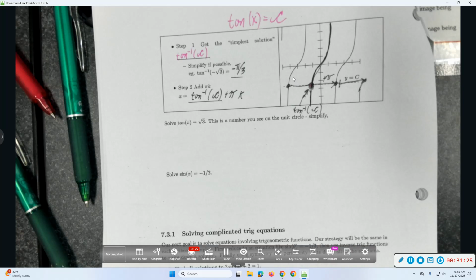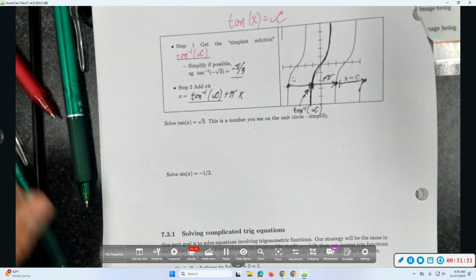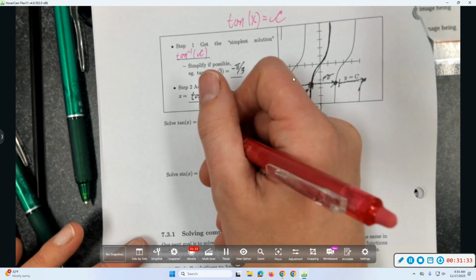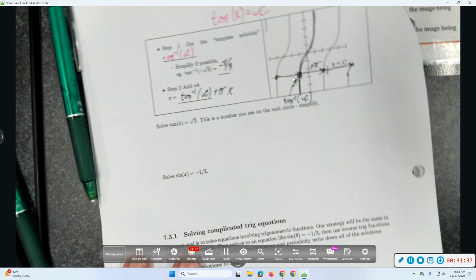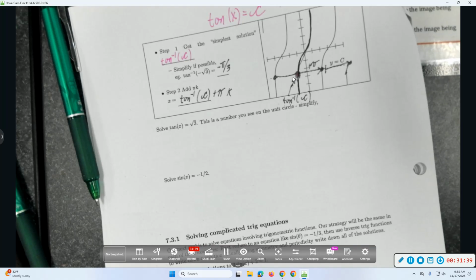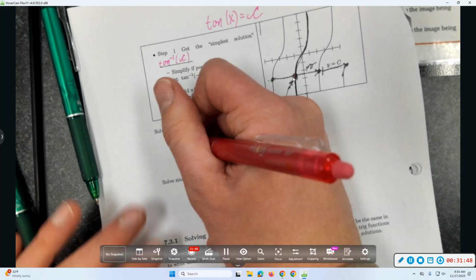Alright, so let's solve 2, just to practice with this idea of doing some simplification. Let's solve tangent of x equals root 3 by following exactly this algorithm. So, step 1, find the simplest solution. What's the simplest solution to tangent of x equals root 3? Inverse tangent of root 3.